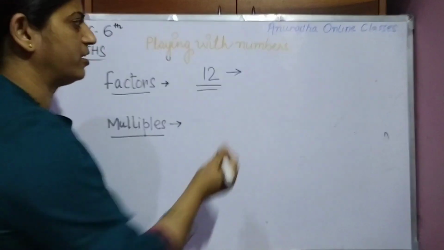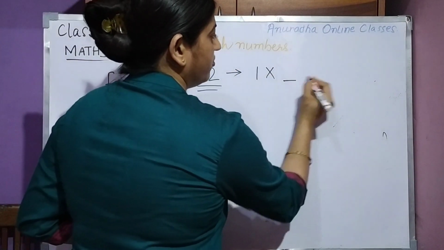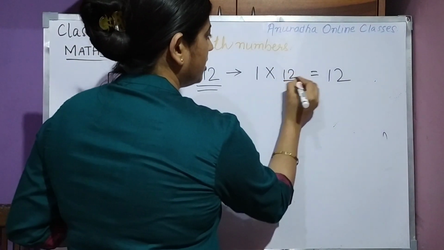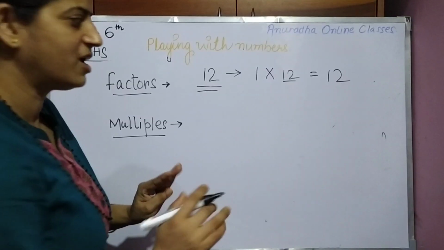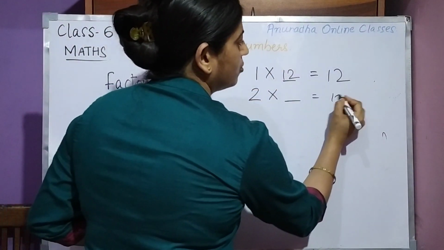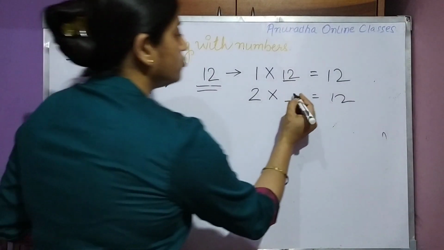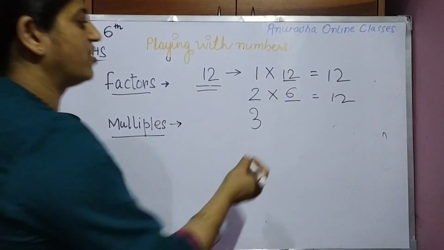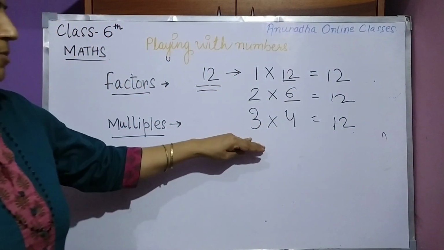Let us start with 1. 1 into what? That we will get 12. 1 into 12. Very good. Then come to the next number. As this is 12, an even number, तो 2 से तो जाएगा ही जाएगा. So 2 into what is equal to 12? Yes, 2 sixes are 12. Now come to 3. 3 की टेबल में आता है 12. Yes, 3 fours are 12. Right? Now come to 4.